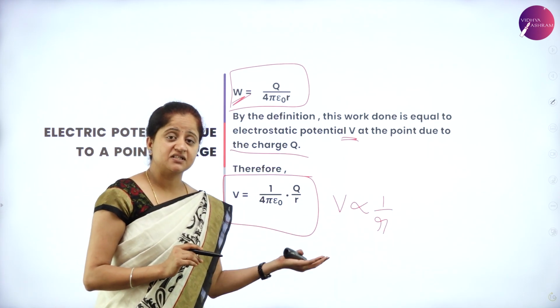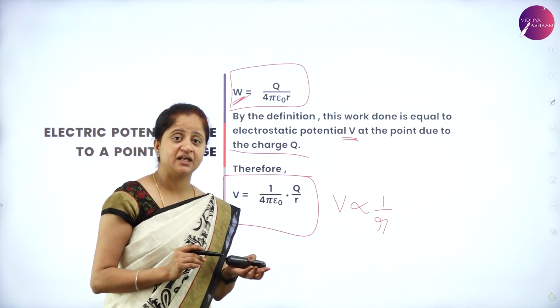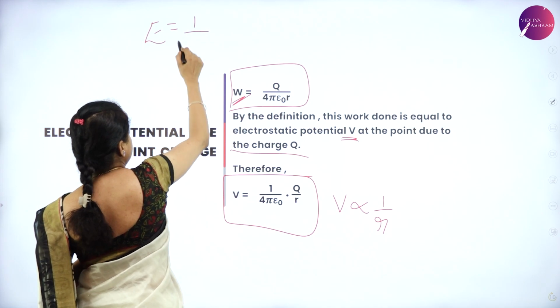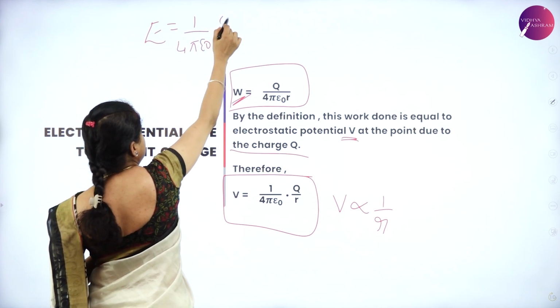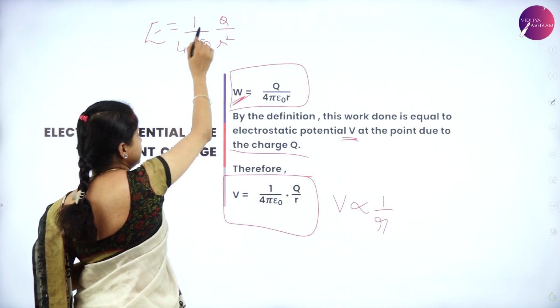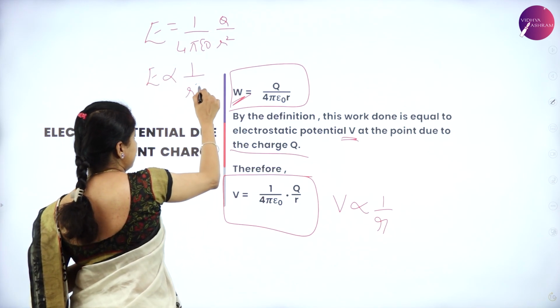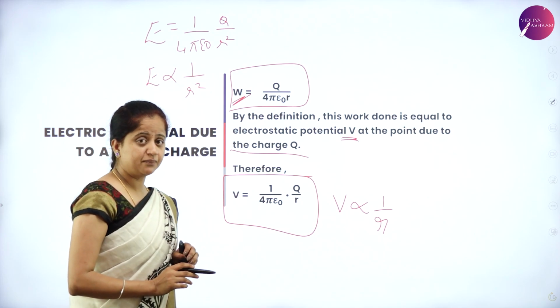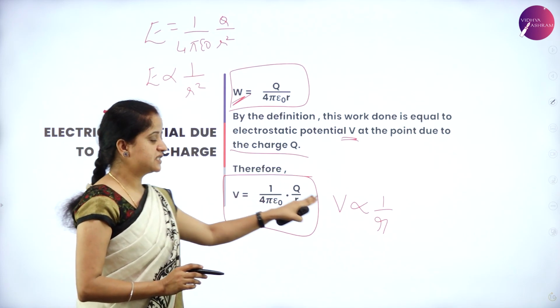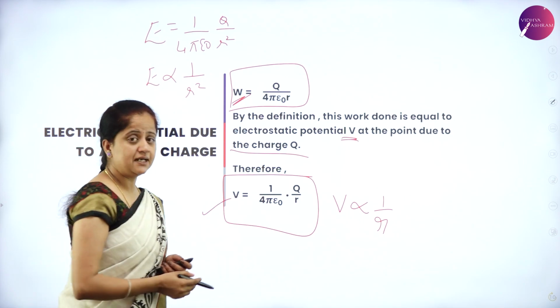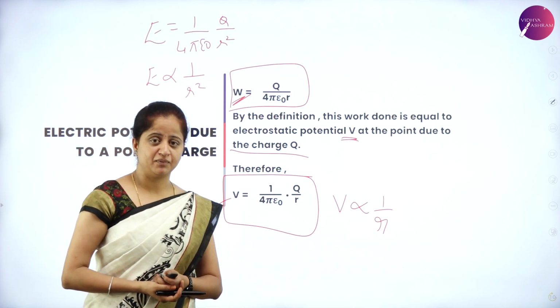You may also get a question, how does the electric field vary with respect to distance? We know the equation for electric field, that is 1 divided by 4 pi epsilon naught Q divided by R square. So this is electric field. So in this case, E is inversely proportional to the square of the distance, and the electrostatic potential is inversely proportional to R. So this is the expression for electrostatic potential.